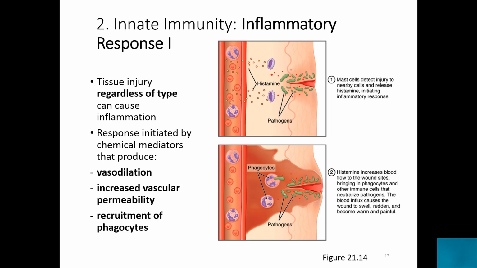One more type of innate immunity is the inflammatory response, or simply inflammation. So that is a tissue that was injured, maybe by a splinter or a cut with a knife or whatever it is, and some bacteria, pathogens, got inside. So the damaged tissues immediately start producing chemicals, mostly histamine, and histamine is what is causing the inflammatory response. So tissue injury, regardless of type of injury, can cause inflammation. And the response is initiated by chemical mediators, histamine.